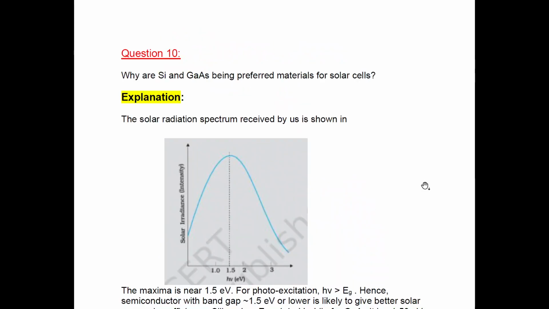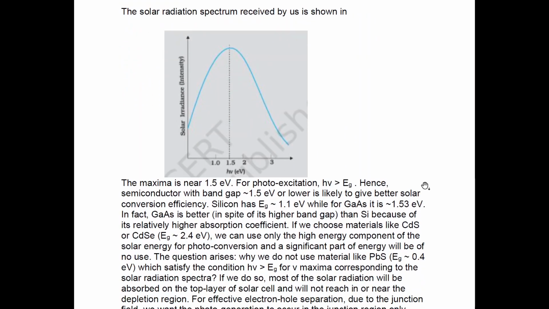Okay, so in this plot you have seen the solar radiation spectrum, where this is a plot between solar irradiance and h nu, and this has a maxima at around 1.5 electron volt. Okay, Rajiv, are you hearing me? There is a plot, I'm getting it. So the maxima is around 1.5 electron volt.